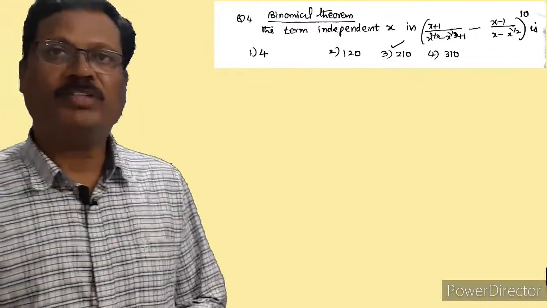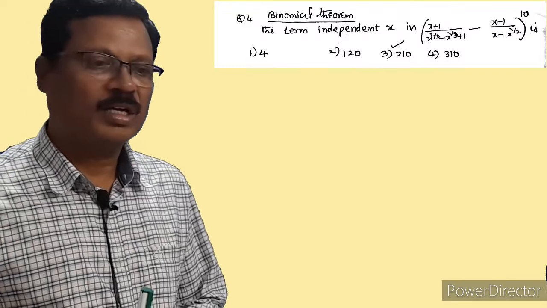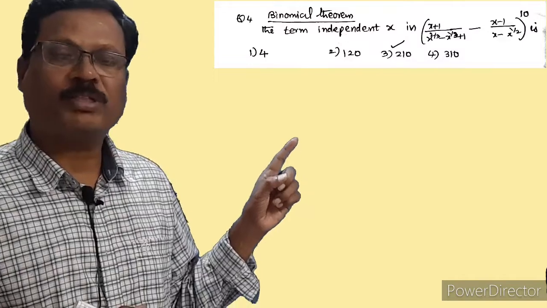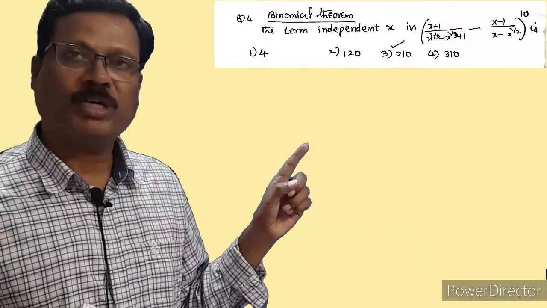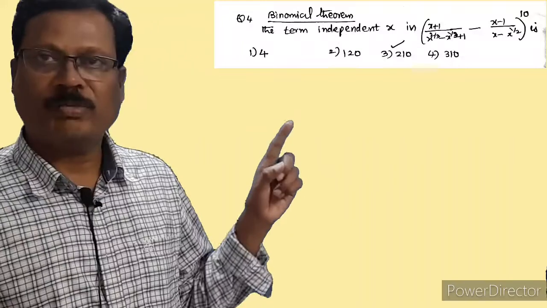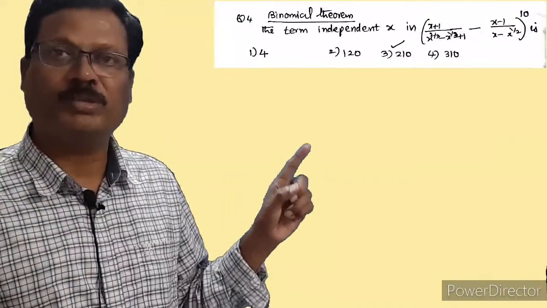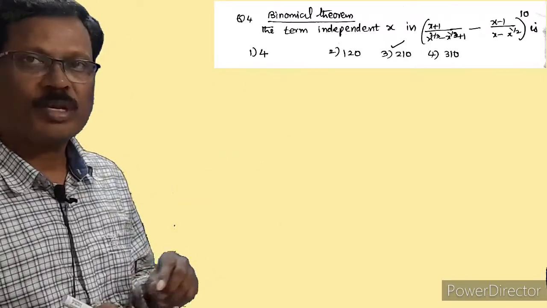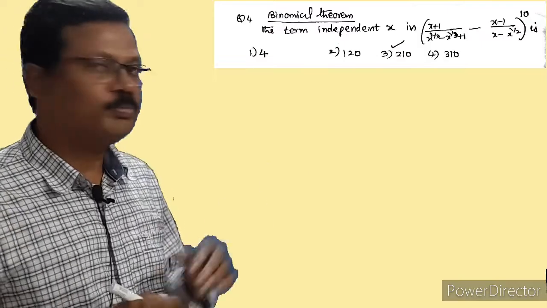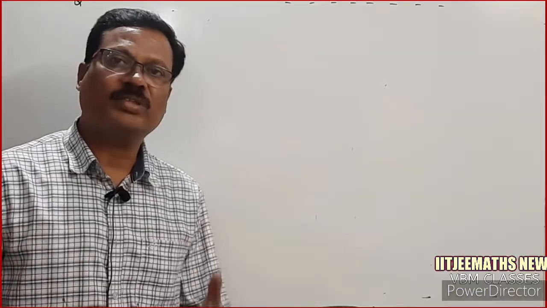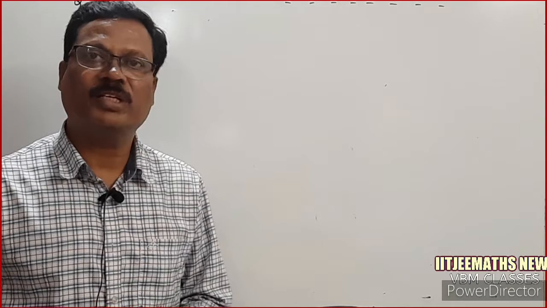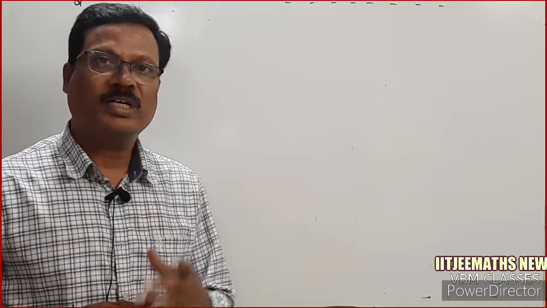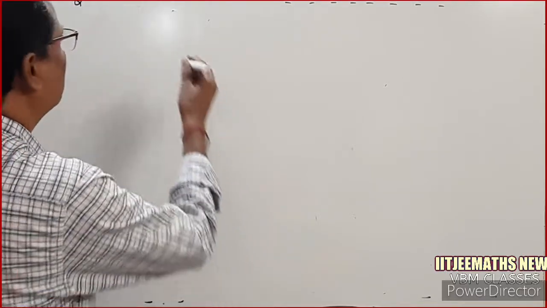See the binomial theorem problem. Now the term independent of x in (x plus 1 by x) power 2 by 3 minus x power 1 by 3 plus 1, minus (x minus 1) by (x minus x power 1 by 2), whole to the power of 10. Now they gave the 4 options. Which option is the correct one? The question number 4 from the binomial theorem. In this question paper, they gave 3 problems in the binomial theorem. Now let us see the first one. This is the 4th question.